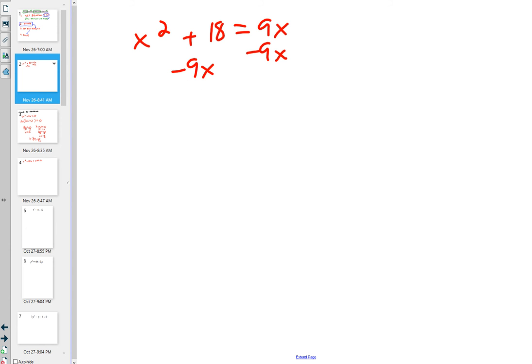We started with 3 terms. We still have 3 terms. None of those terms are like, so I'm not going to combine them. But even though I'm not combining anything, it is extremely important to write it in standard form. So x squared would come first. Don't write the 18 next. Write the negative 9x and then the plus 18. I now have this equal to 0. What does the next step say to do?